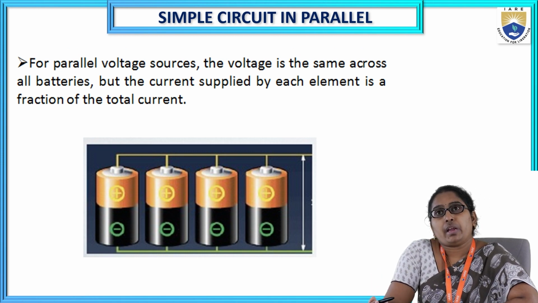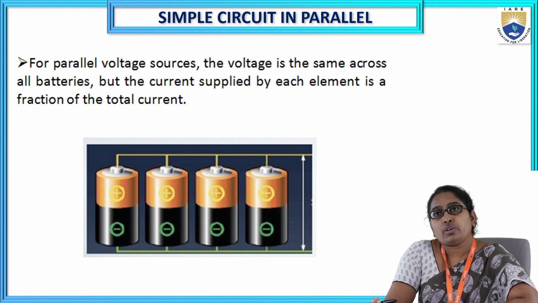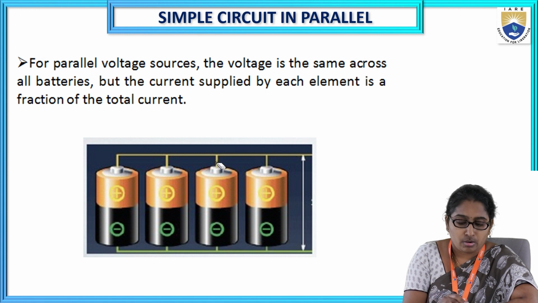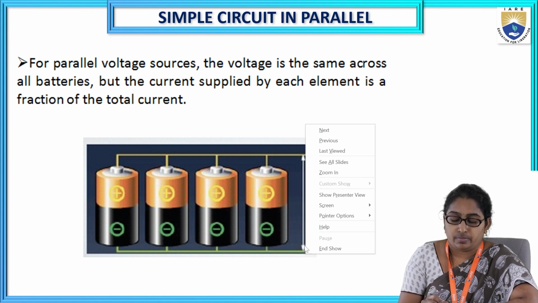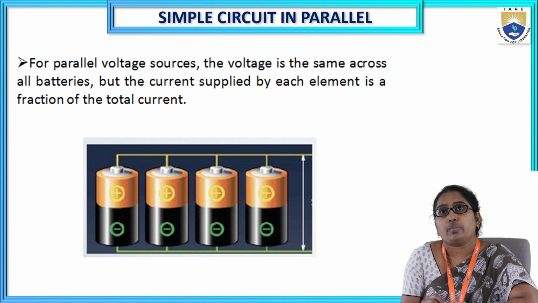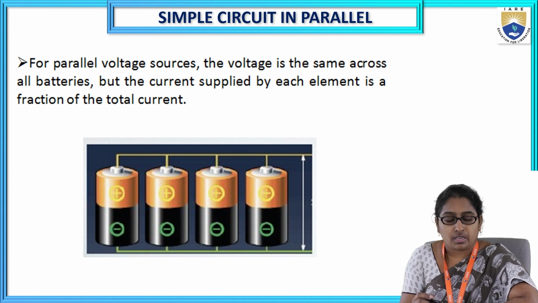Here all the batteries are connected in parallel. Look at the batteries. If there are 4 batteries, all positive terminals are connected to one common point, the upper point here, and all negative terminals are connected to another common point. So here the voltage is the same across all batteries, but the current supplied by each element is a fraction of the total current.